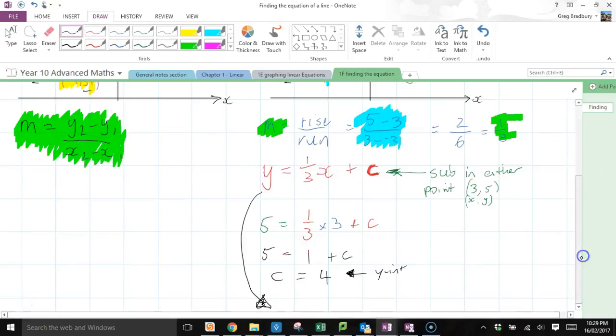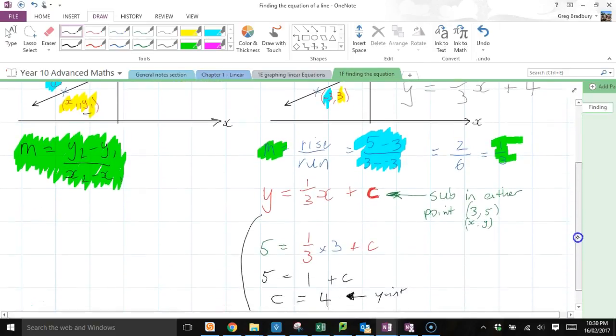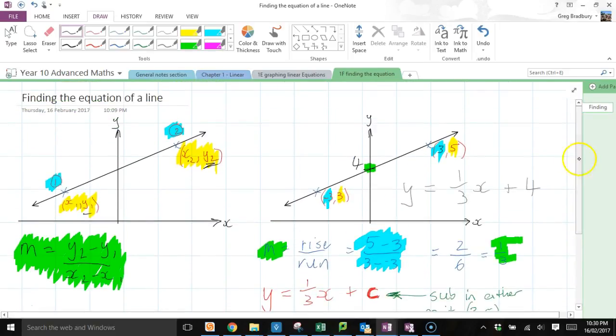This was quite an easy one. They do get a bit harder. So good luck with that. I think that's about all. See how we go with that.